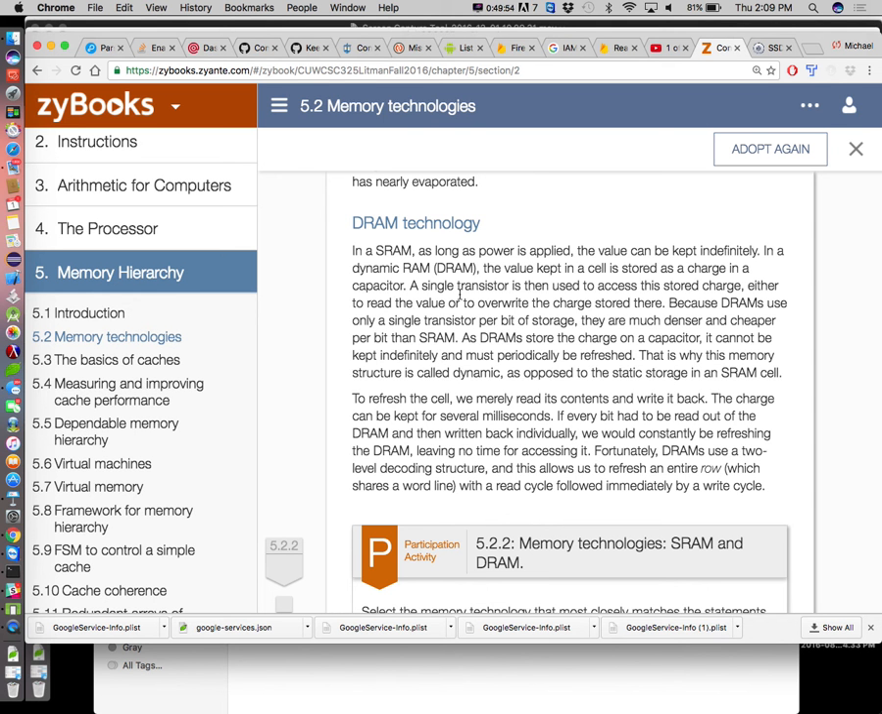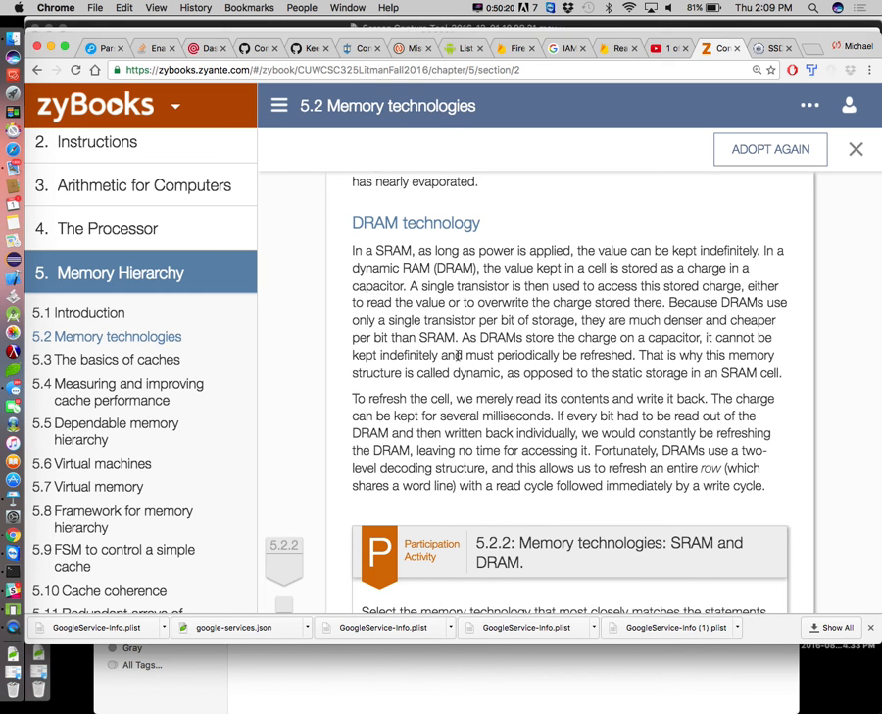All right, let's see. A single transistor is then used to access the stored charge, either to read the value or to overwrite the charge stored there. Overwriting the charge might mean draining the capacitor to store a zero. Because DRAMs use only a single transistor per bit of storage, they are much denser and cheaper per bit than SRAM. Right?